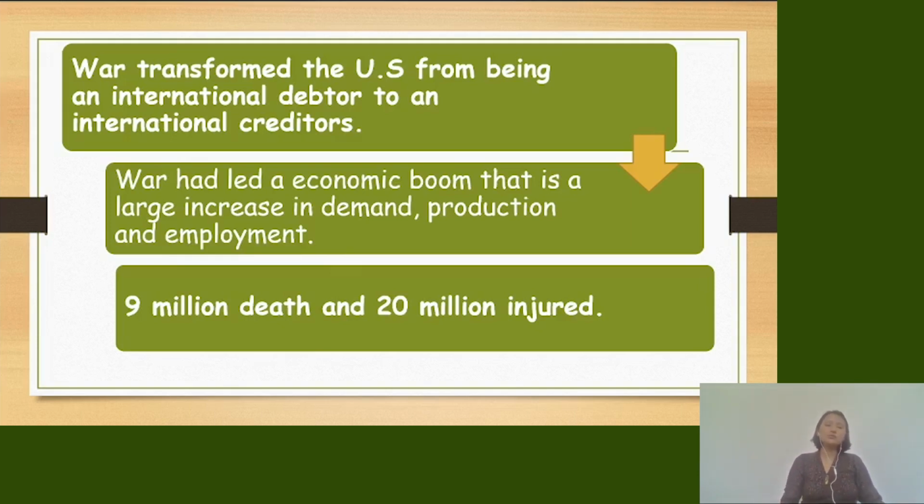Okay, so during the First World War, it has led to an economic boom. That is, there's a large increase in demand for the goods which are related to the war. Because of the increase in demand, there's an increase in production. Since there's an increase in production, a large number of people started getting work or jobs. Even though the war has brought an economic boom, this war had led to 9 million deaths and 20 million injured.